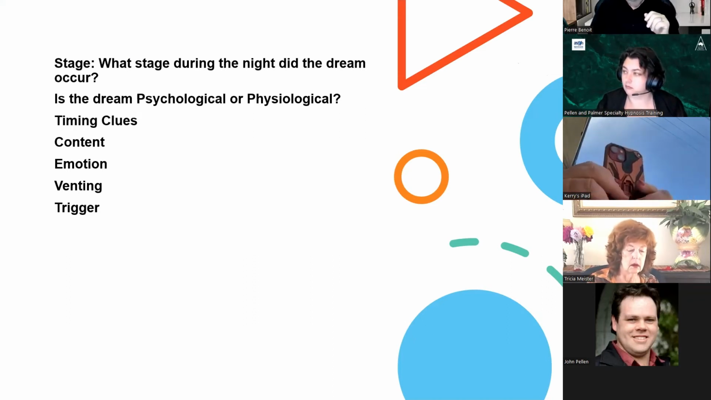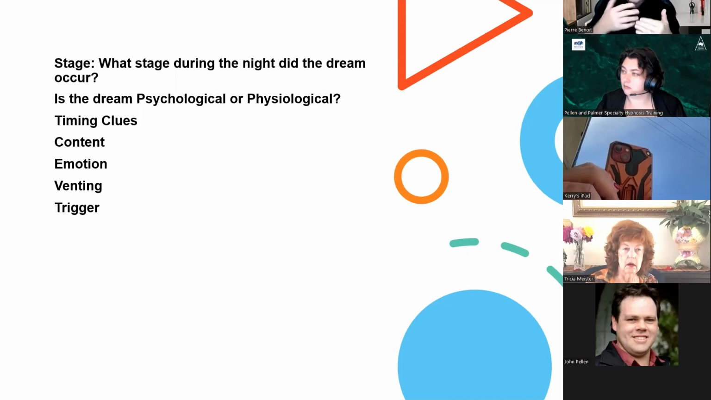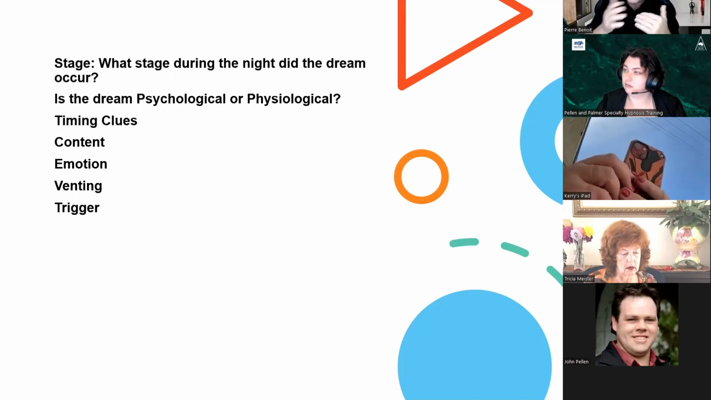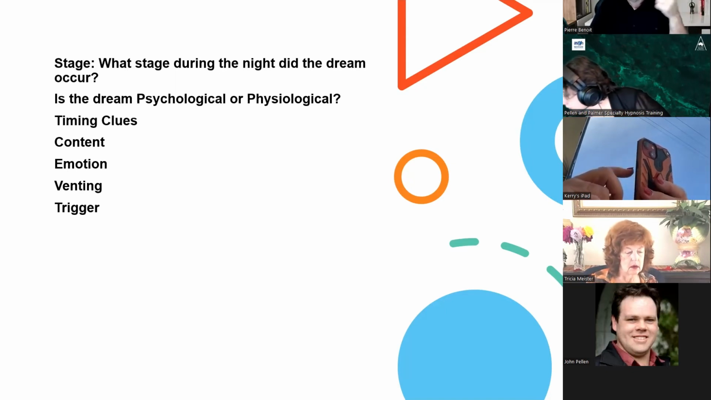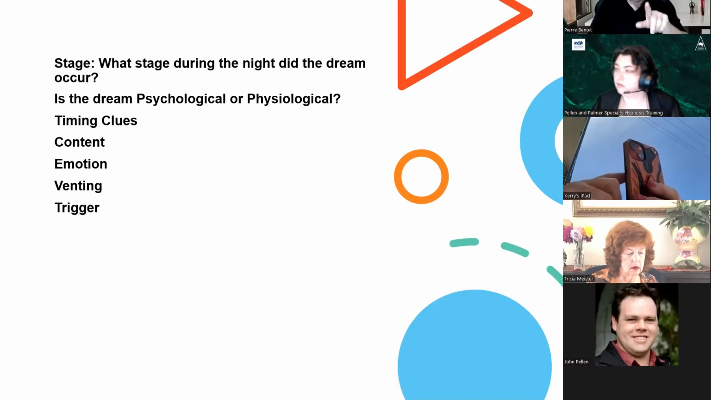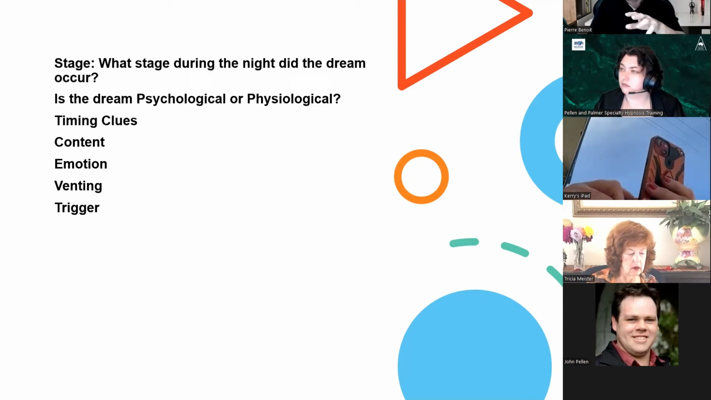Is the dream psychological or physiological? Right? Again, there's 2 different stages with that. All right? The timing clues, are they in the past? Were they children, or were they adults? And that kind of gives us timing clues as to where we need to work.